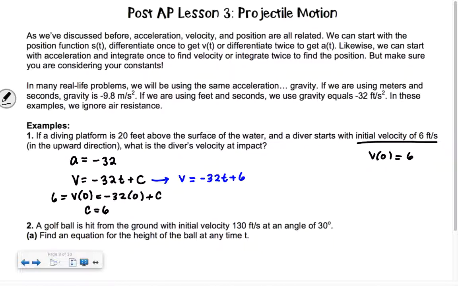We're trying to find the velocity when they hit the water. So we still need to find our position function. Our position function is the antiderivative of this, so we get negative 16t squared plus 6t plus, what does the constant for this one end up being? 20. We can put d, plug in time 0, and say my initial position was 20 feet above the surface of the water, so d ends up being 20. Or you can skip directly to s equals negative 16t squared plus 6t plus 20.